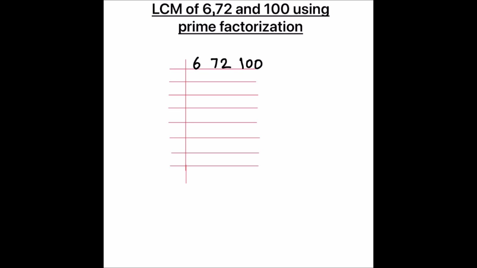All these numbers are even numbers, so we can divide by 2. 2 times 3 is 6. 2 times 3 is 6. 1 is remainder. This becomes 12. 2 times 6 is 12. 2 times 5 is 10. 2 times 0 is 0.